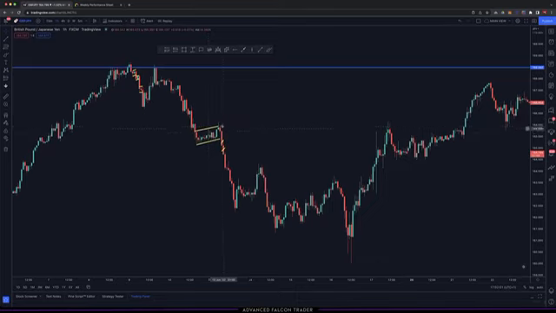So as you can see, the larger structure, how could we apply the refinement? You can see we've got the 1 hour rejection entry there.